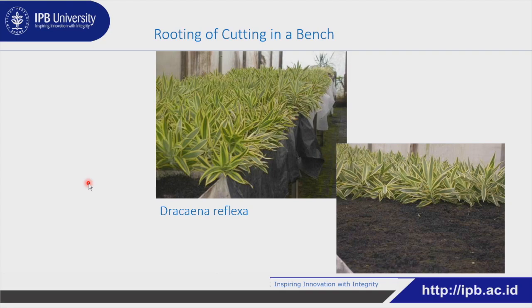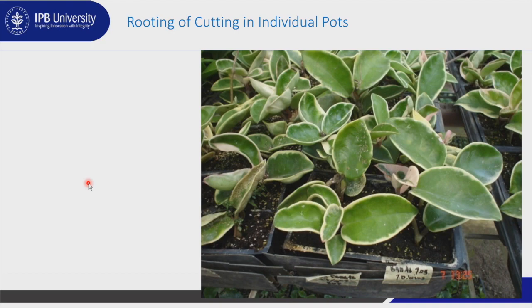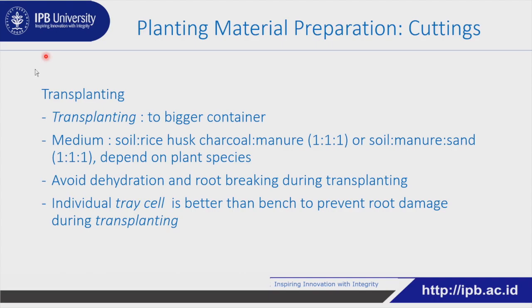So like this and also this, and even you can put it in the individual pot like what I said before, and it will affect the transplanting activity, yeah. So transplanting means that we put it into a bigger container using medium such as soil, rice husk, charcoal, and manure. And it depends on the plant species and the container. And we should avoid dehydration and root breaking during transplanting. Therefore, individual tray cell is better than bands, yeah, to prevent root damage during transplanting.